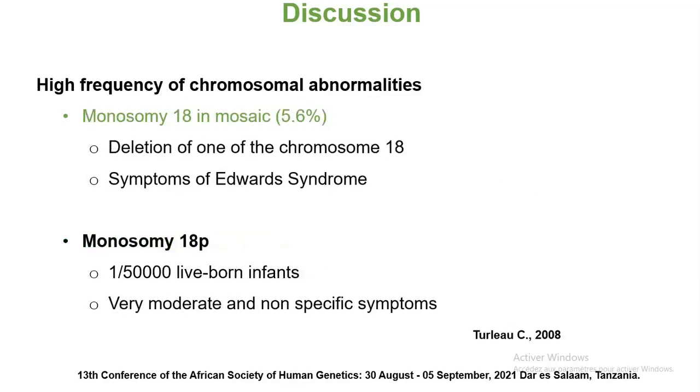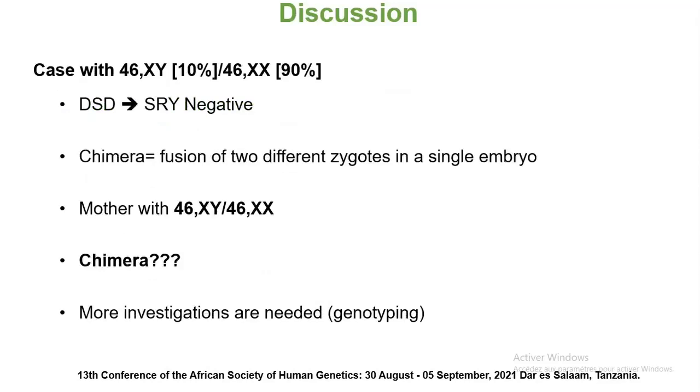In our population, we found a monosomy 18 in mosaic. This is a deletion of one of the chromosomes 18, and our patient had symptoms of a homogeneous Edwards syndrome. In the literature, we only found monosomy 18p, and it affects 1 in 50,000 live-born infants with very moderate and non-specific symptoms. We also found in our population a very interesting case.